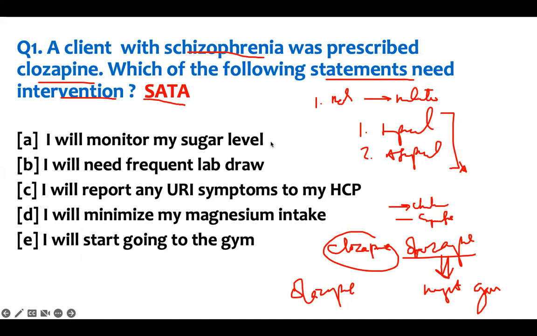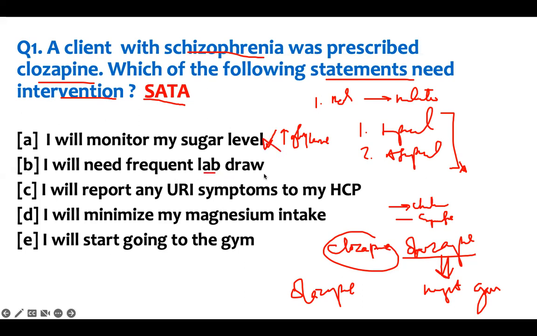I will monitor my sugar level. Yes, it causes hyperglycemia. Most people don't talk about this. It's not that important. It's not a priority action. When they ask you the priority action, it's not that important. But this is a sort of question where you are just finding which information requires intervention. The patient is monitoring their sugar level. The medication causes hyperglycemia, so you don't need to intervene for this one.